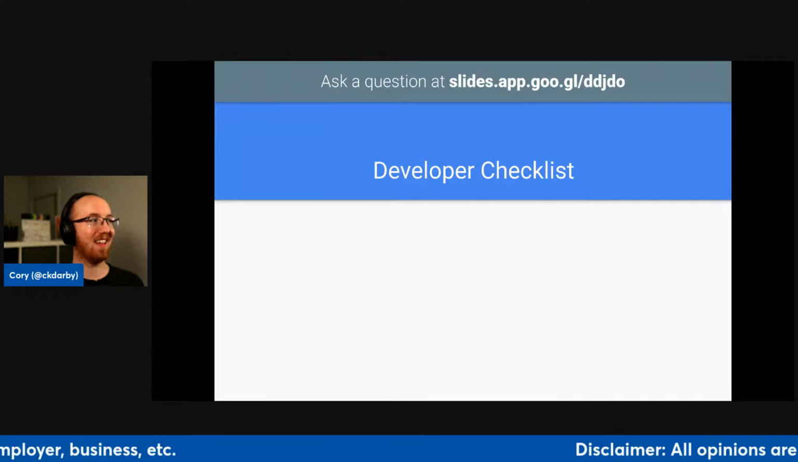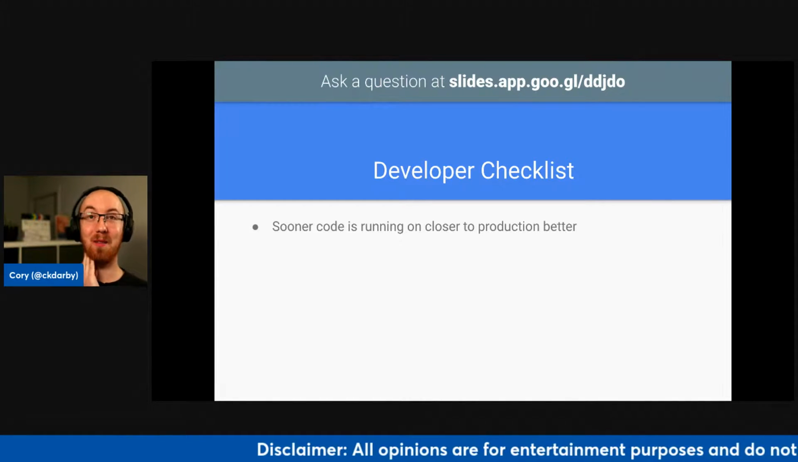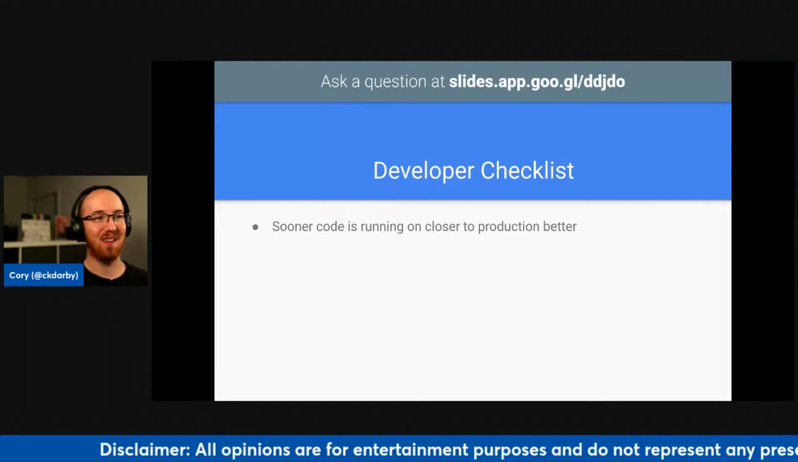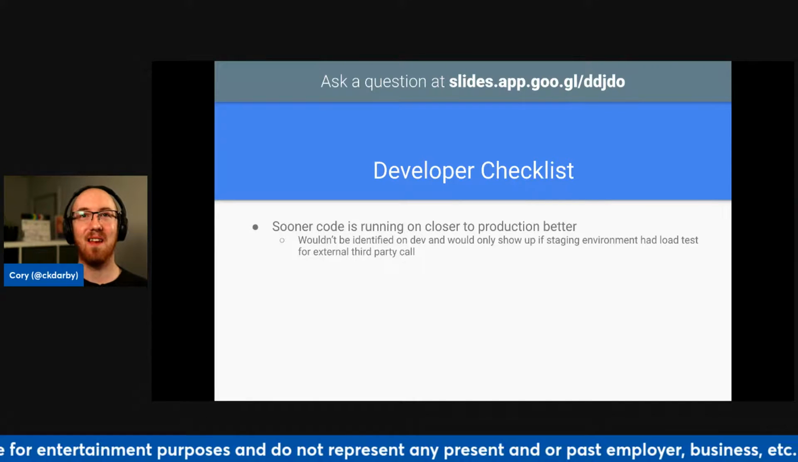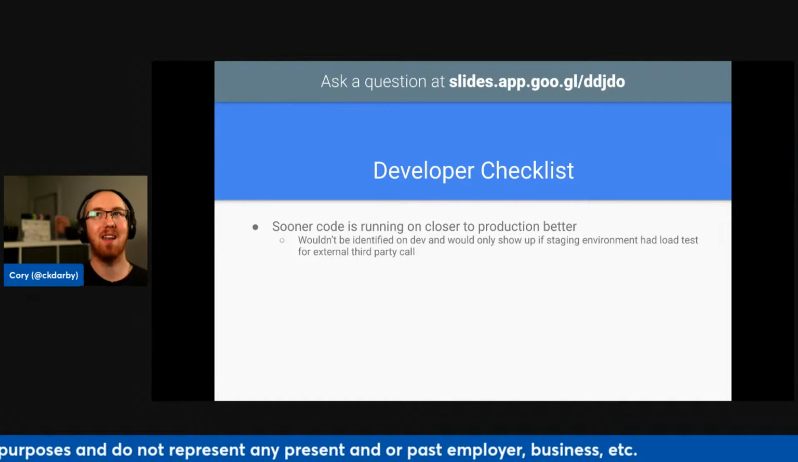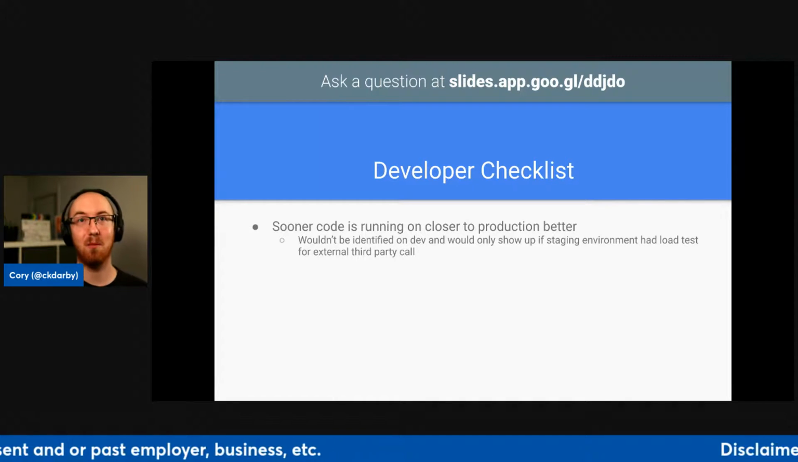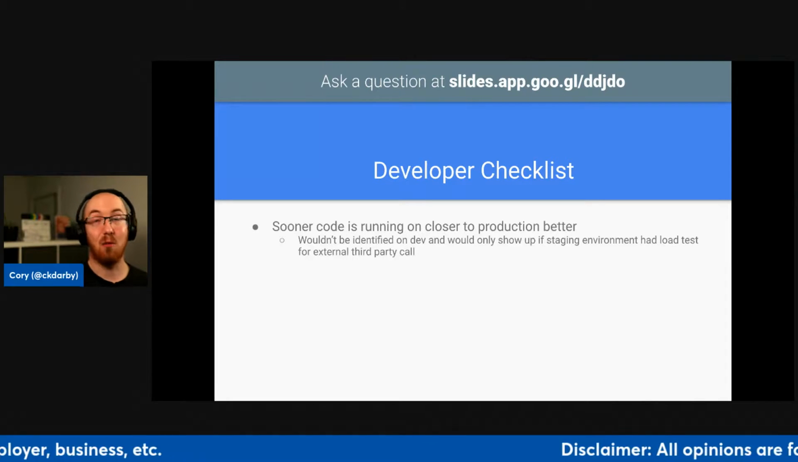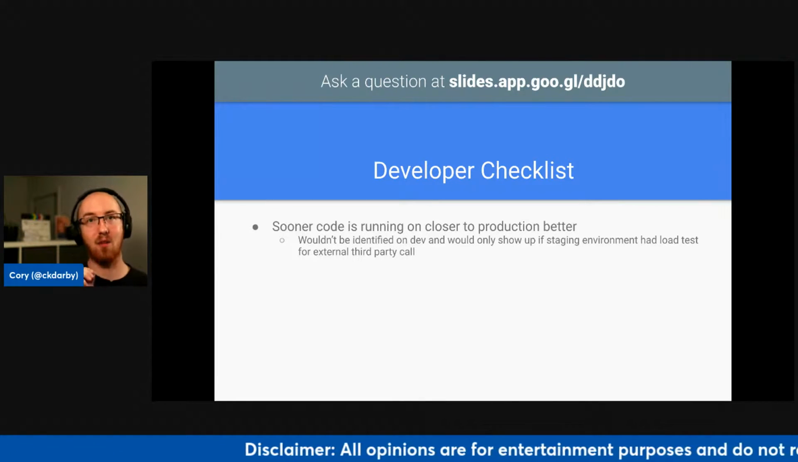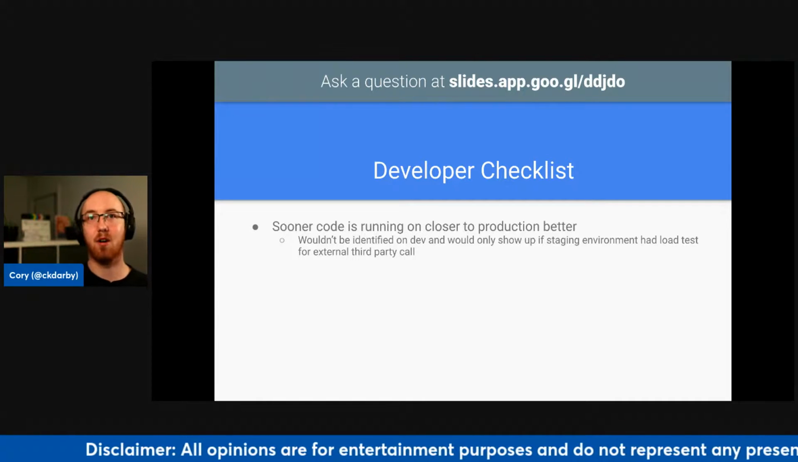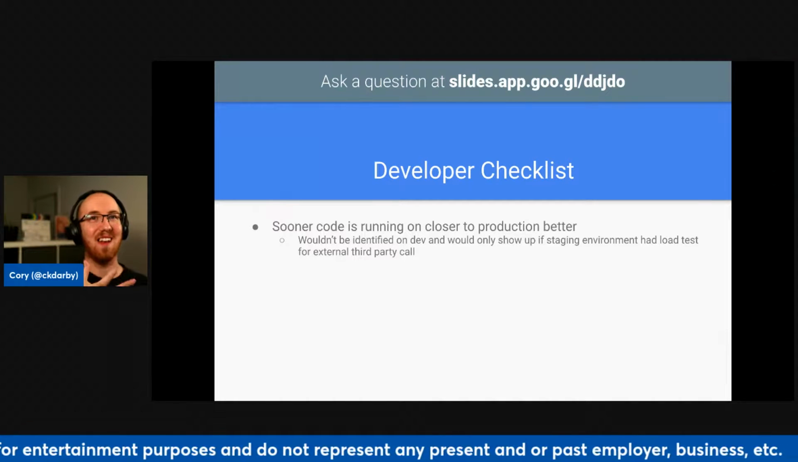So what's our developer checklist? The sooner the code is running in a environment closer to production, the better. Because like I said, if you run this on your dev box, you wouldn't notice this. And if you ran on staging, you probably wouldn't notice from any of the profiling, because you don't have the massive amount of calls to your third-party APIs, in which case most people don't because they don't get rate limited or throttled or anything like that. And they're like, oh, it's staging. We're not here to test the third party. Yeah, but it's not just testing the third party. You're testing our underlying infrastructure on the DNS stuff.